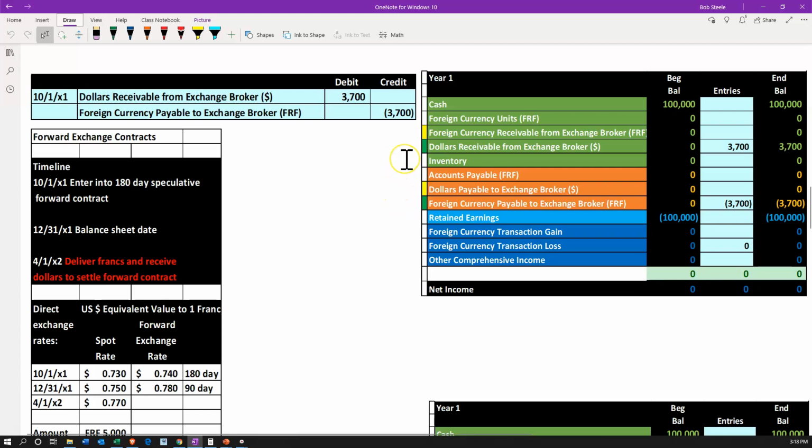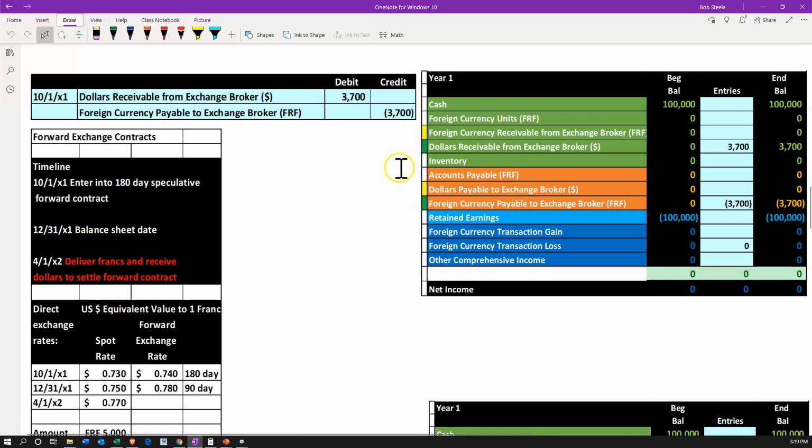So, in other words, what we saw in the past typically is that we have the foreign currency receivable from the exchange broker. In other words, we expect to be receiving foreign currency. This would be the value that would change over time. And then we'd have the dollars payable, meaning the dollars that we put on the books would stay constant.